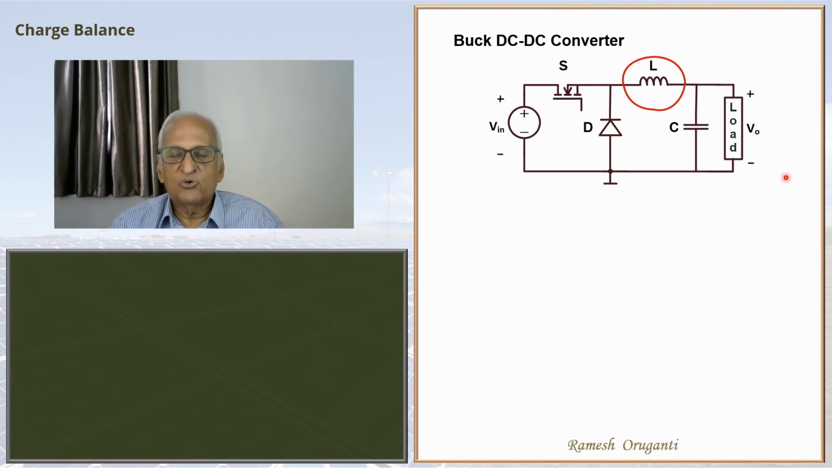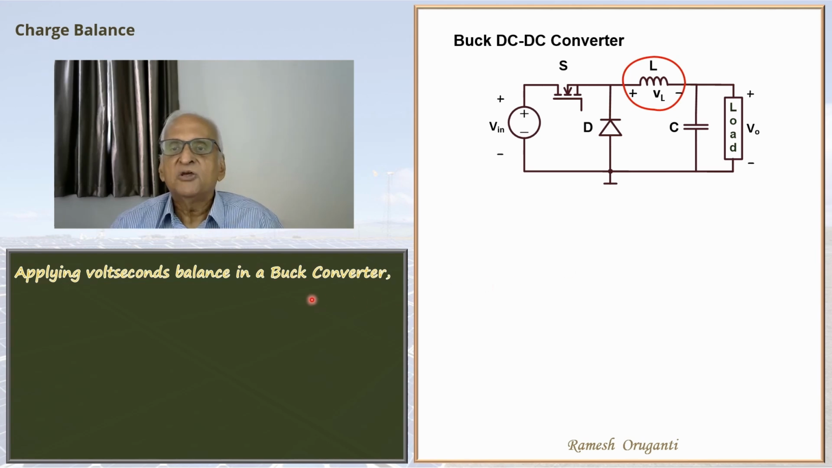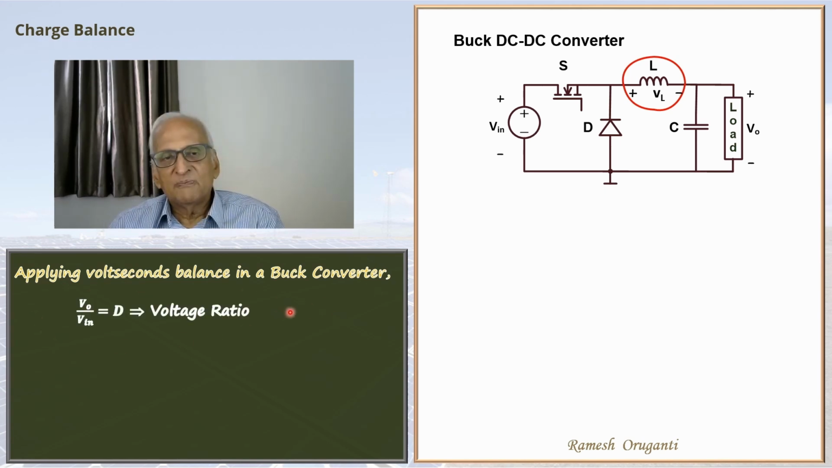So we take the inductor voltage waveform, equate the positive volt-seconds with the magnitude of the negative volt-seconds, and from there we can obtain the V0 by V in ratio. When you do that under steady state, we get the well-known equation V0 by V in equals D by 1 minus D. You can do a very similar thing using charge balance in certain converters.